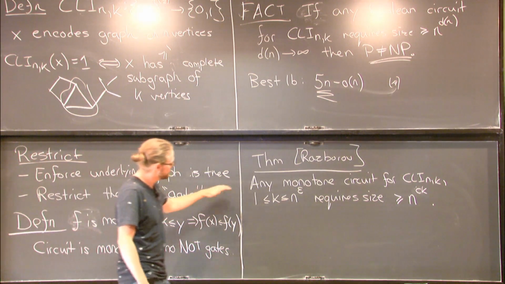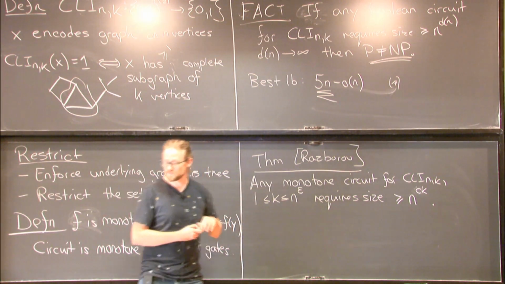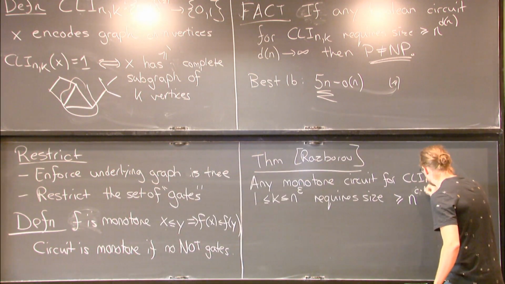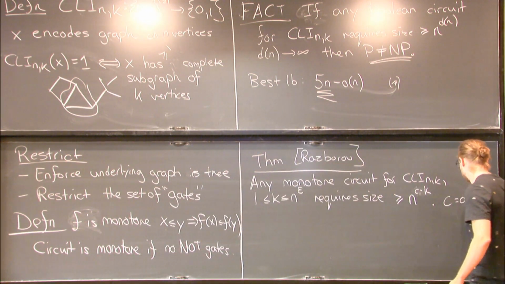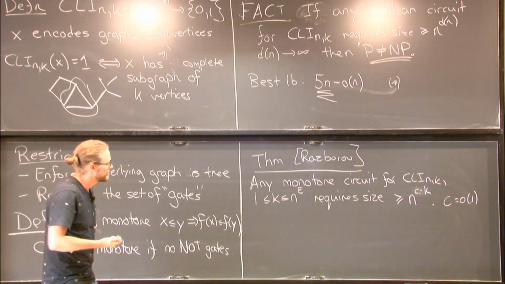Okay, so maybe a first question. Sorry, yeah. What is the exponent? Oh, this is c times k. So just think of c as being some constant.